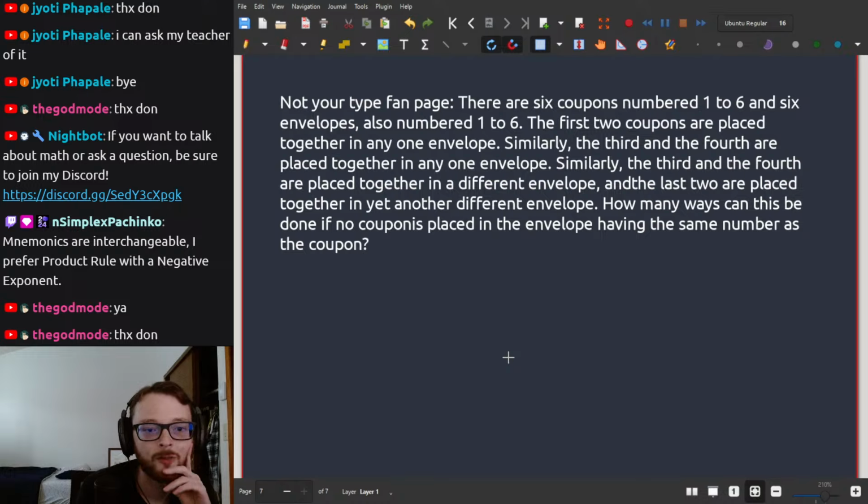First 2 coupons are placed together in any one envelope. Third and fourth are placed together in any one envelope. Oh, there's a repeat. Or there's like a copy-paste error.